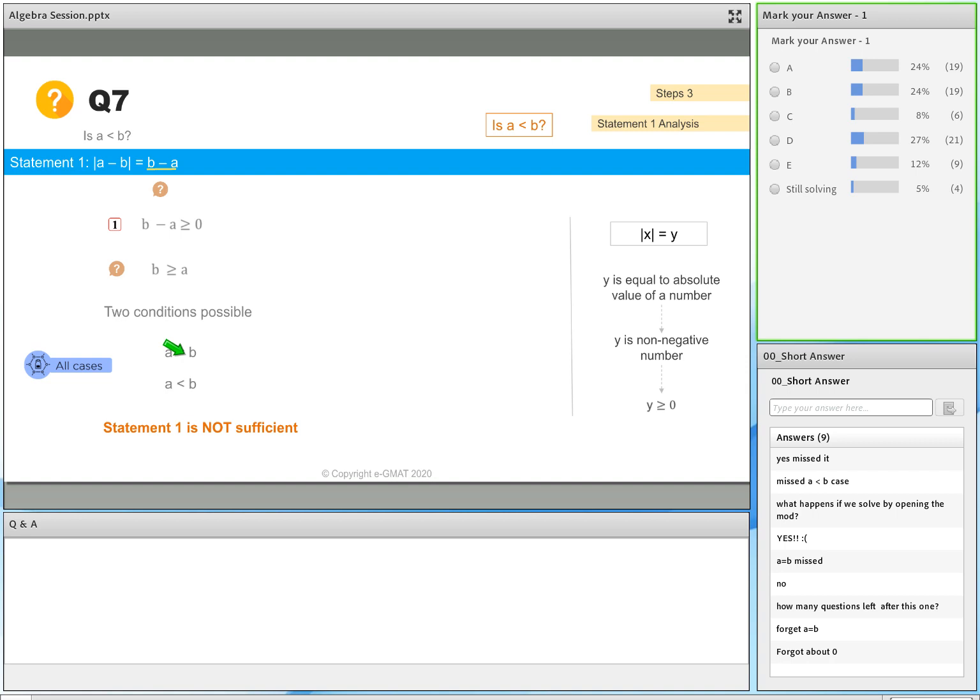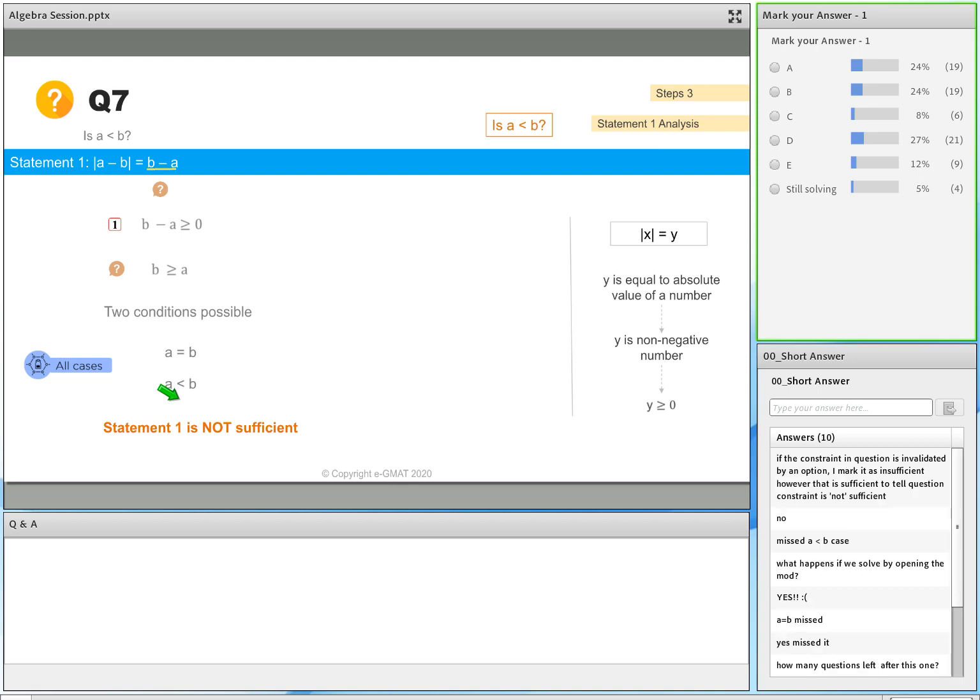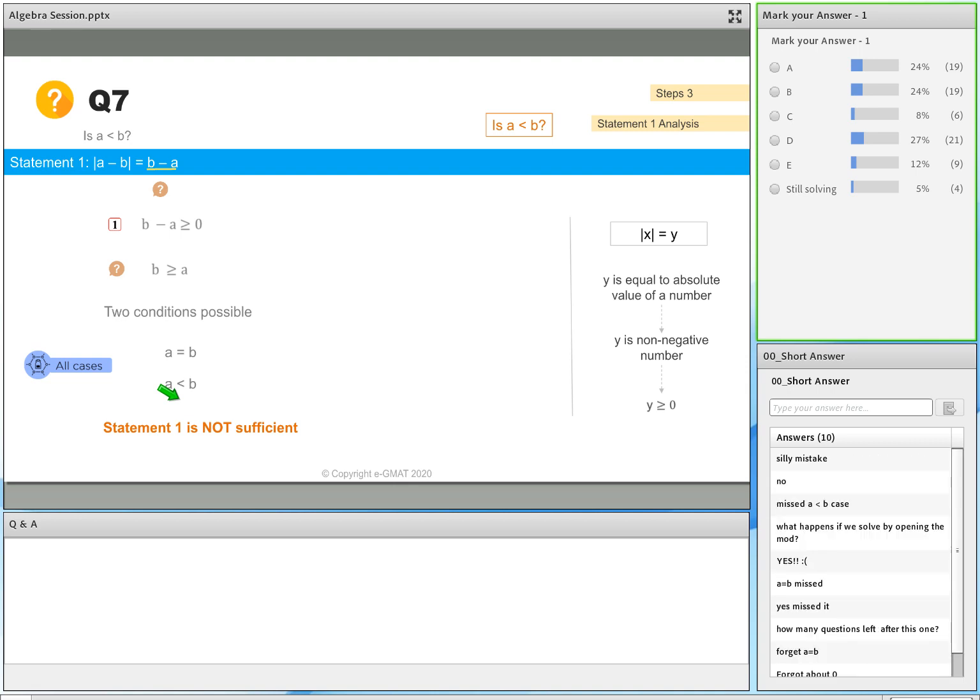Okay, miss the A less than B case. Oh, A less than B was the easier one. That means you did consider the 0 case. What happens if you solve by opening the mod? You would still get the same case. No matter how you solve, you will get the same thing.